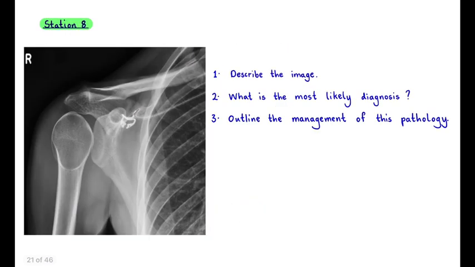Station 8, describe the image. What is the most likely diagnosis? Outline the management of this pathology. So notice that unlike in the previous example, where the humeral head was projected medially and inferiorly, in this particular case, the humerus stays at the same level.